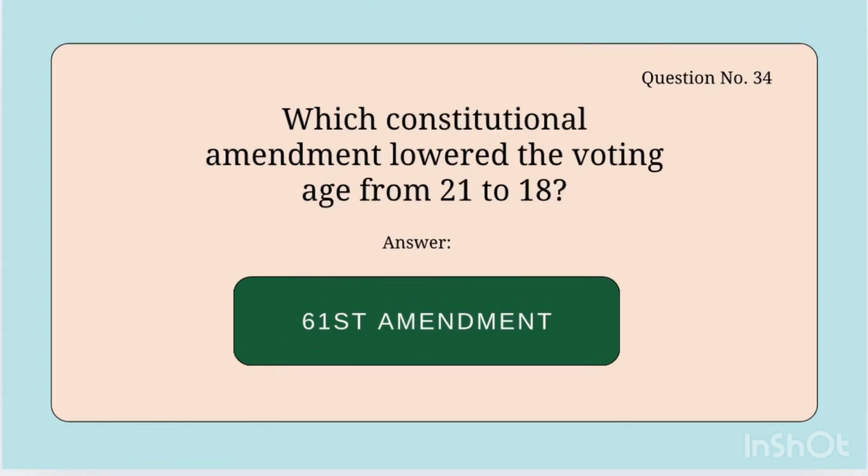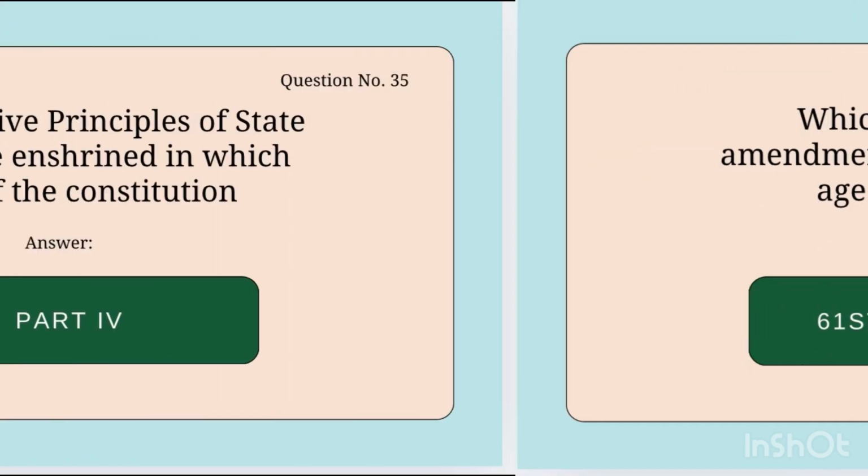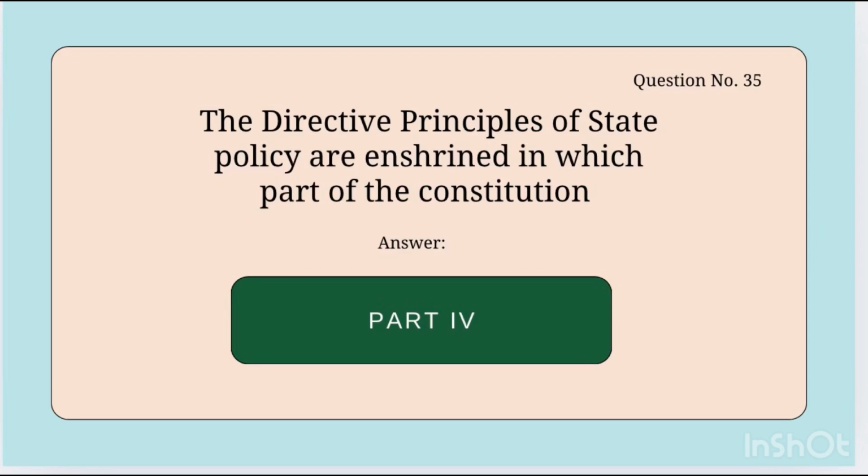Next question, which constitutional amendment lowered the voting age from 21 to 18? The answer is 61st Amendment. Next question, the directive principles of the state policy are enshrined in which part of the Constitution? The answer is Part 4. So apart from these bits, we can also refer to the fundamental rights, directive principles, preamble, the powers of President, Prime Minister, and other topics which are related to the Indian Constitution.